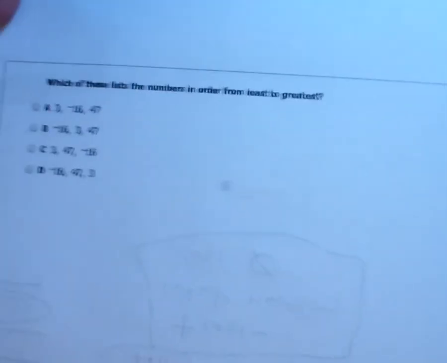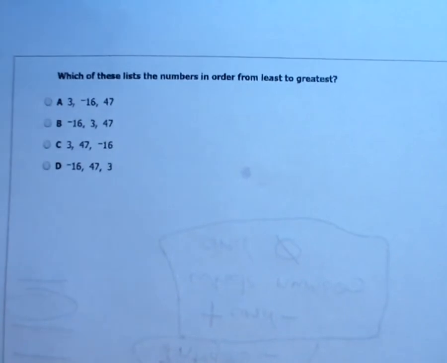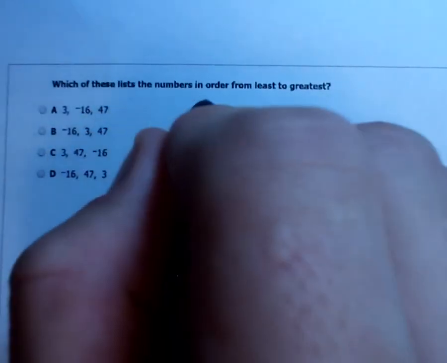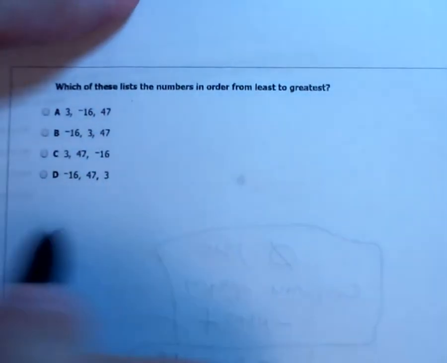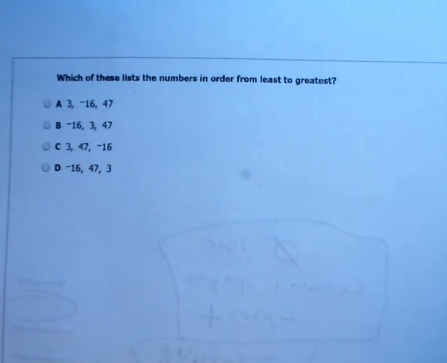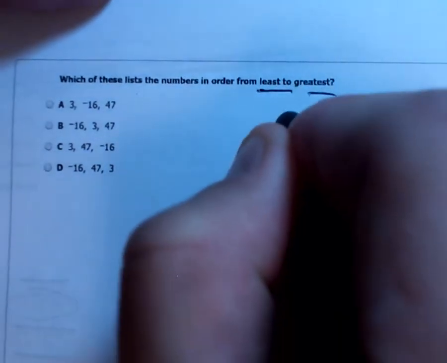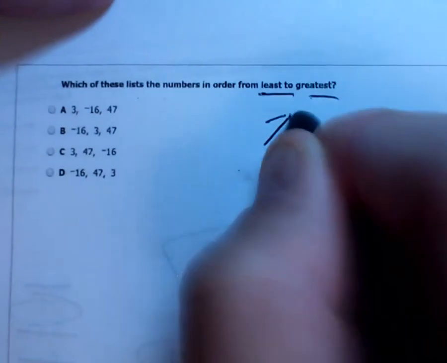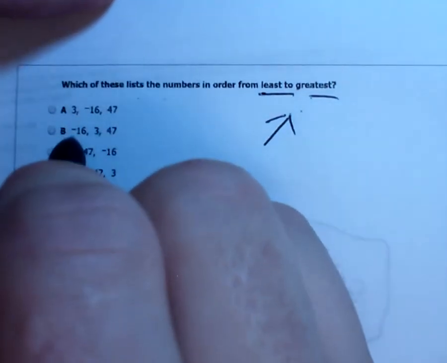We are getting there. All right, which of these lists the numbers in order from least to greatest? Even though this is a calculator section, a lot of these questions have been non-calculator helpful. So just keep that in mind. You don't always need to use your calculator just because you can. Least to greatest means going up, starting from the bottom. So least is going to be the most negative.